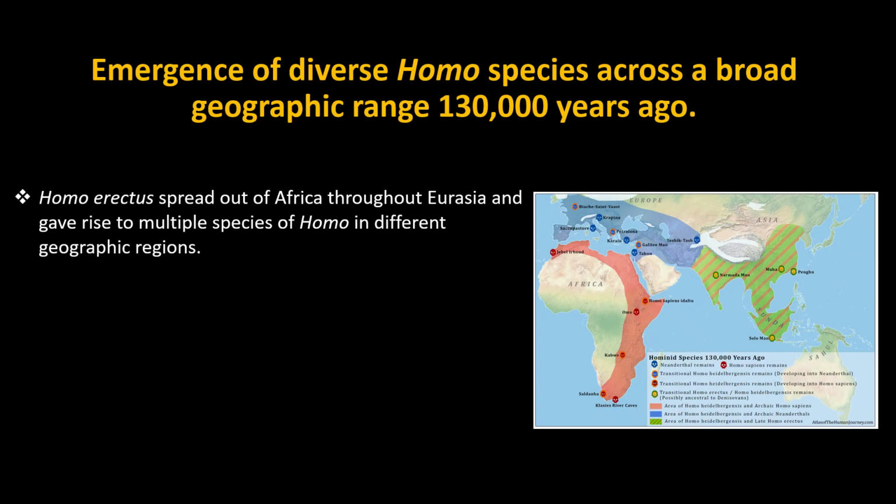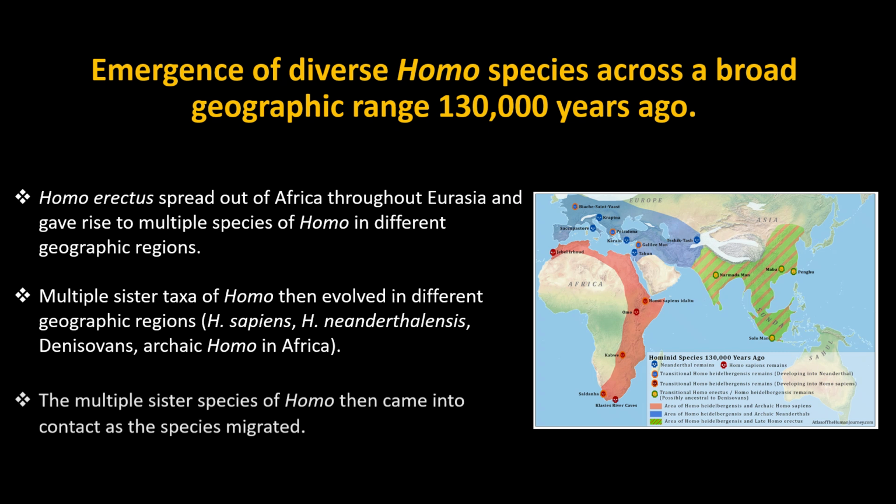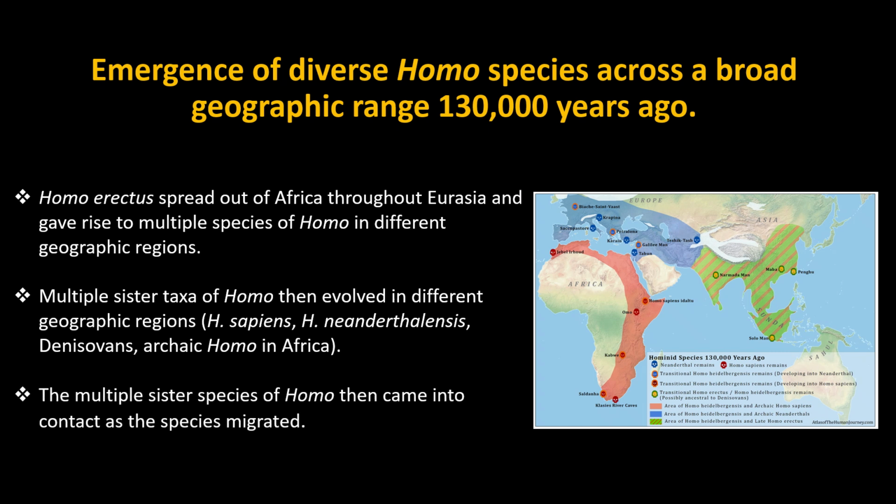Homo erectus spread out of Africa throughout Eurasia and gave rise to multiple species of Homo in different geographic regions. Multiple sister taxa of Homo then evolved in different geographic regions: Homo sapiens, Homo neanderthalensis, Denisovans, and archaic Homo in Africa. The multiple sister species of Homo then came into contact as the species migrated.